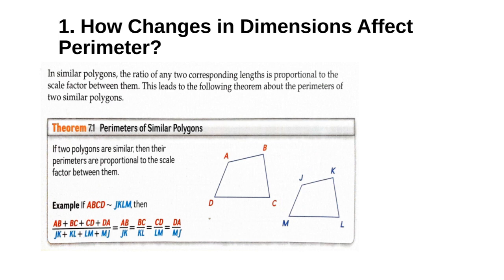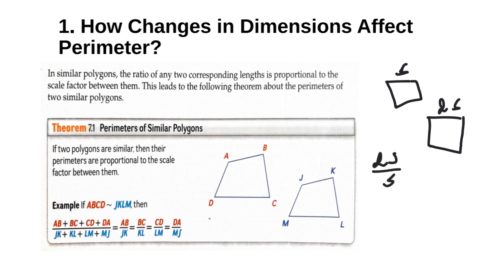For instance, let's sketch a square with a side length of S, and then if I sketch a similar square with side length of 2S, then the scale factor of the larger square to the smaller square is 2S divided by S, which is equal to 2 over 1.